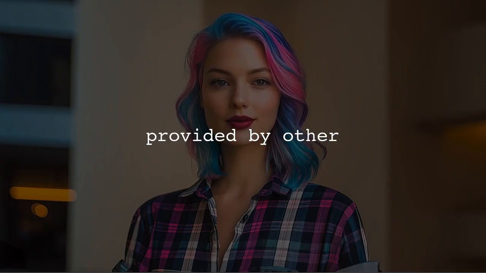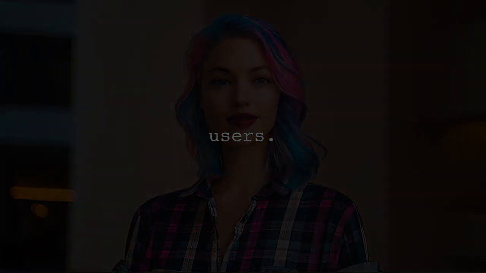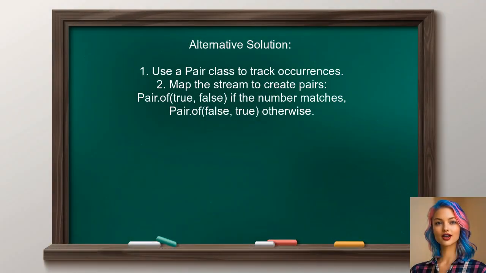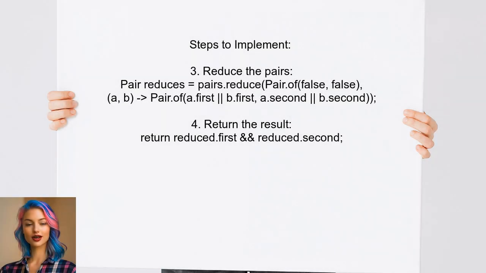Now let's look at the answers provided by other users. An alternative solution suggests using a pair of booleans to track occurrences in the long stream. The first boolean indicates if the specific number was found, while the second checks for any other number. Next, reduce the stream by combining these pairs. Use logical OR to determine if both conditions are met. Finally, return true if both booleans are true.